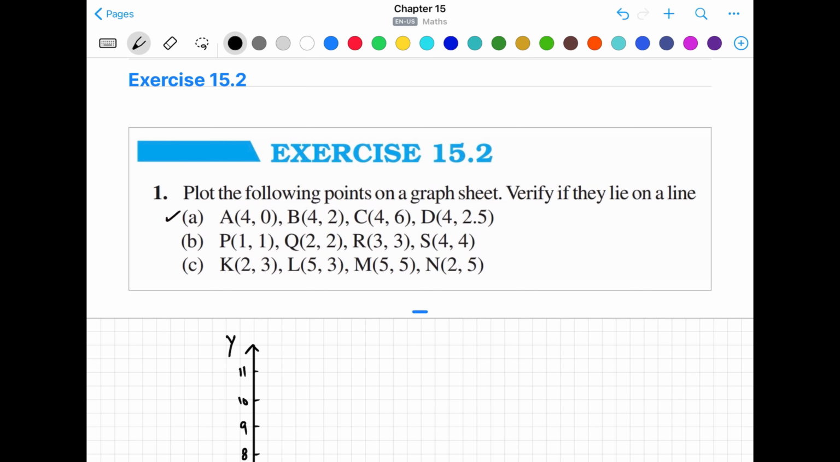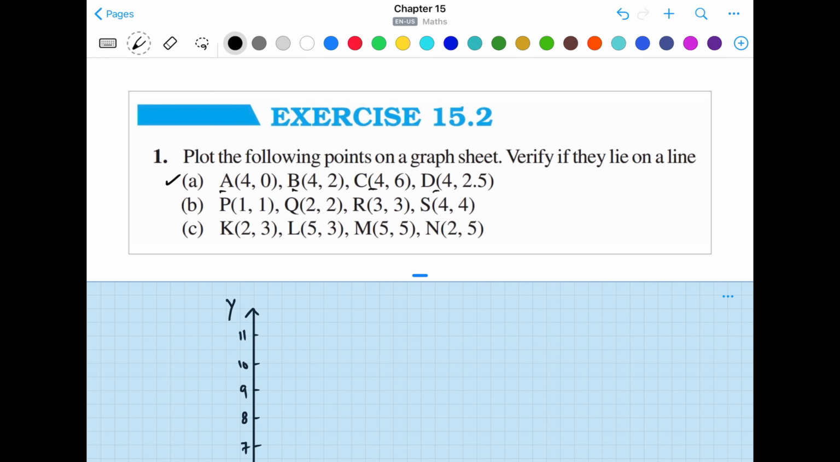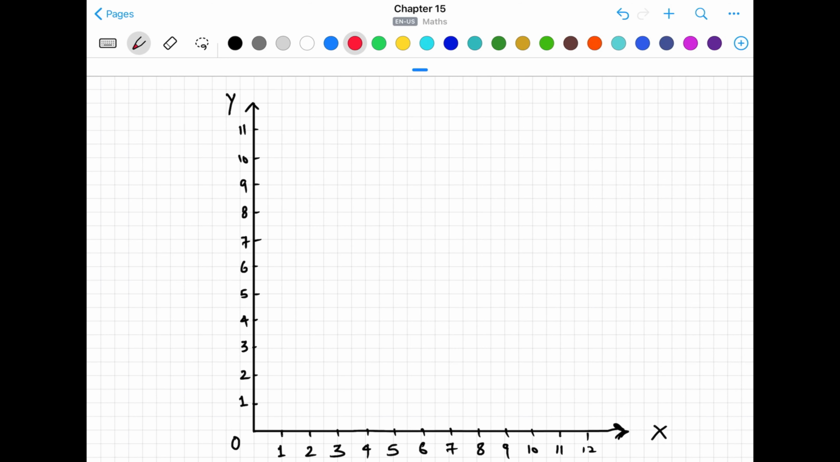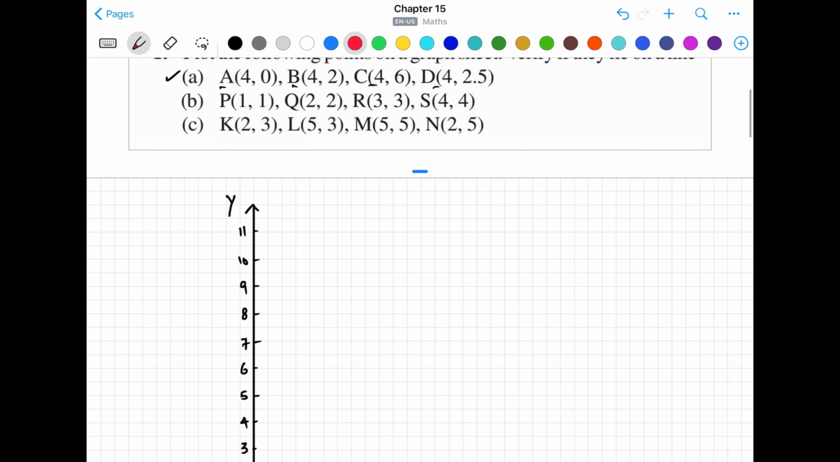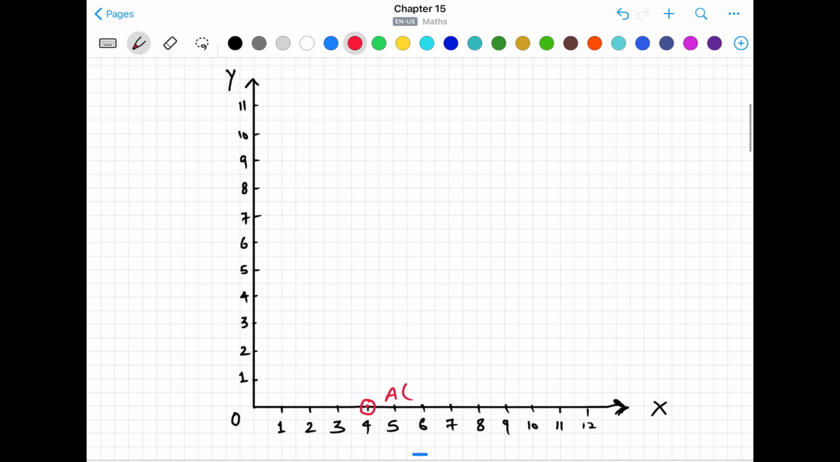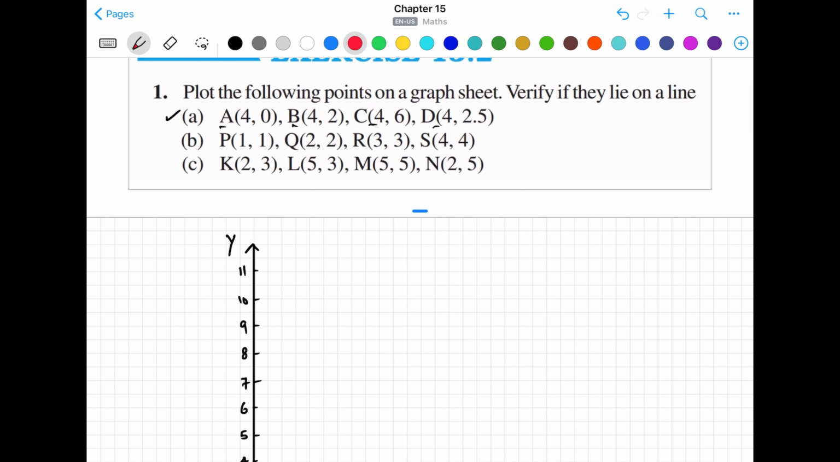The first one: we have 4 points A, B, C and D. The first point, A, has x = 4 and y = 0. That means we will move 4 places in the x direction, which is here. Since y is 0, we are not moving in any direction for y. So that's our point A, having coordinates (4, 0).